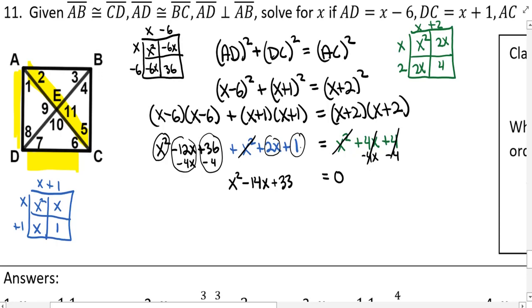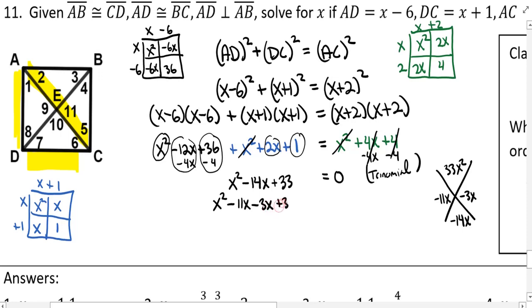And now we want to try to factor this. We've got three terms. We're going to use the trinomial factoring. And we're looking for two terms that multiply to 33x squared and add to negative 14x. And if you try negative 11x and negative 3x, it will work out for us. So we're going to split this up. x squared minus 11x minus 3x plus 33 is equal to 0. Factor by grouping.